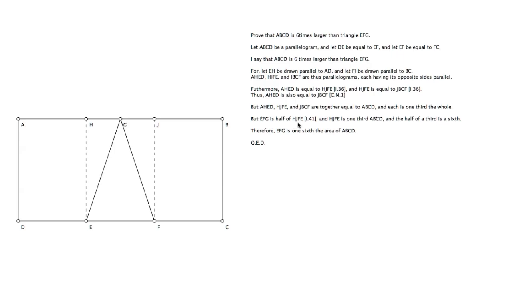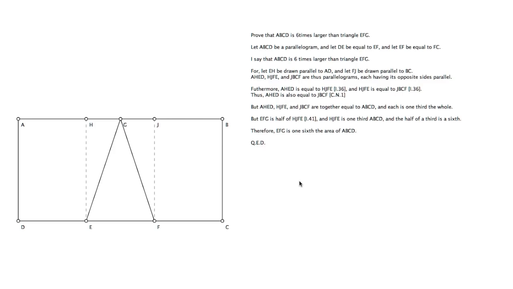So next we go on to talk about the triangle. EFG is half of HJFE. So we know that this triangle is half of the parallelogram that it shares the base with. How do we know this? Well, we know this by proposition 41. And we remember that this parallelogram is 1/3 of the whole parallelogram. Now, if we take a half of a third, right, then we end up with a sixth. That's what I've said. So if we take this third and we divide it in half, we end up with a sixth. And so the triangle there is equal to 1/6 the area of the whole figure. And that's how we go about proving that.